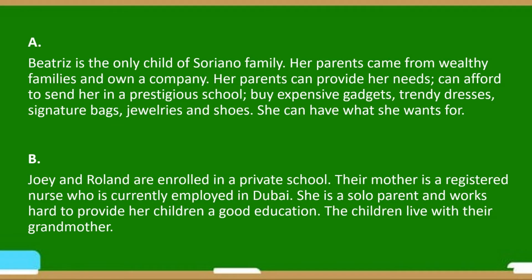Here's the first selection. Beatrice is the only child of Soriano family. Her parents came from wealthy families and own a company. Her parents can provide her needs, can afford to send her to a prestigious school, buy expensive gadgets, trended dresses, signatured bags, jewelries, and shoes. She can have what she wants.